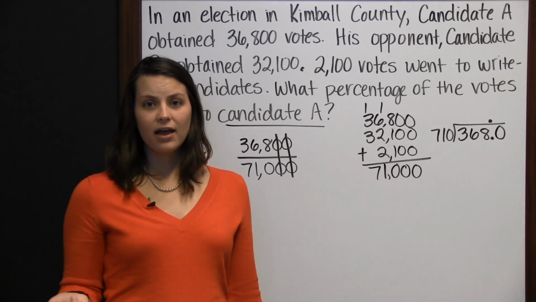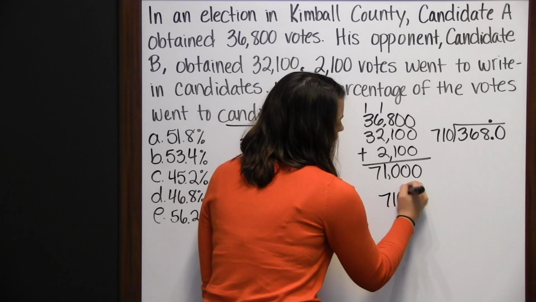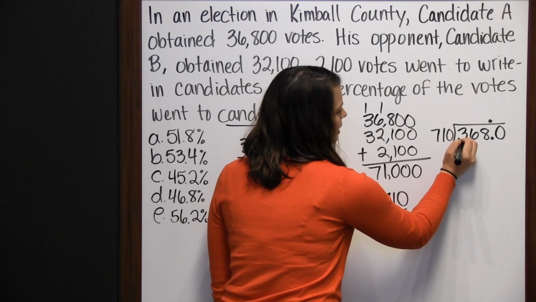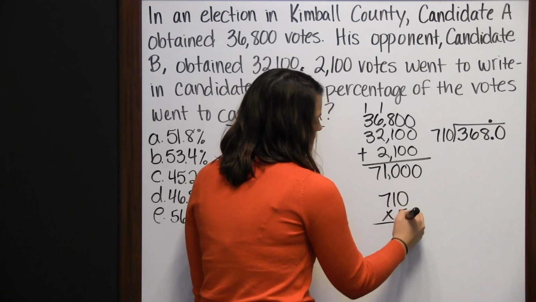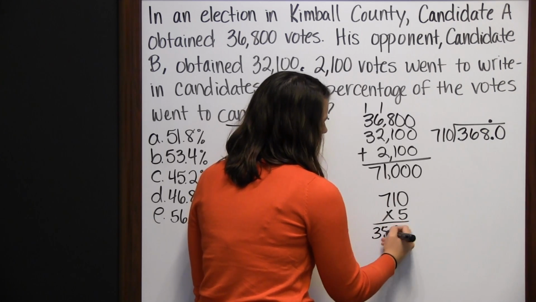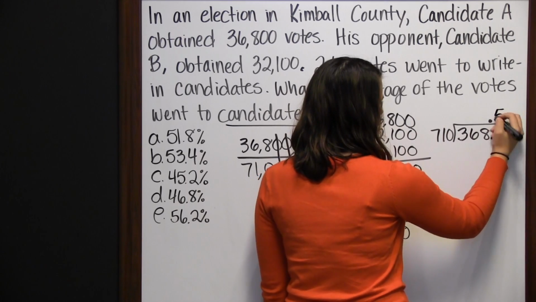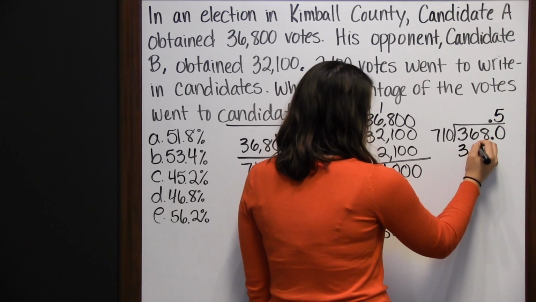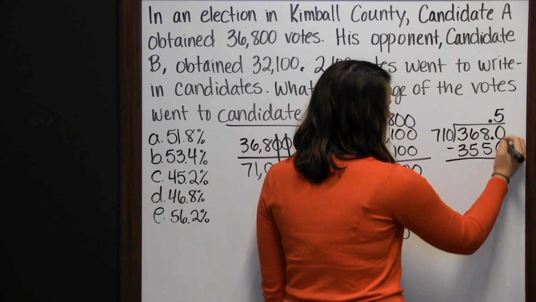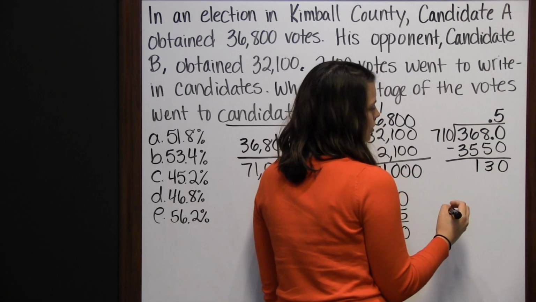So I can use compatible numbers here, and 710 is very close to 700. 700 times 5 would be 3,500. So I'm thinking 710 is going to go about 5 times into 3,680. So let me multiply this. We get 0, and that's 5, and that's 35. So 3,550. Yep, looks good. So that's 5. We have 3,550. Now we need to subtract, and that's 0, 3, 1, so 130.